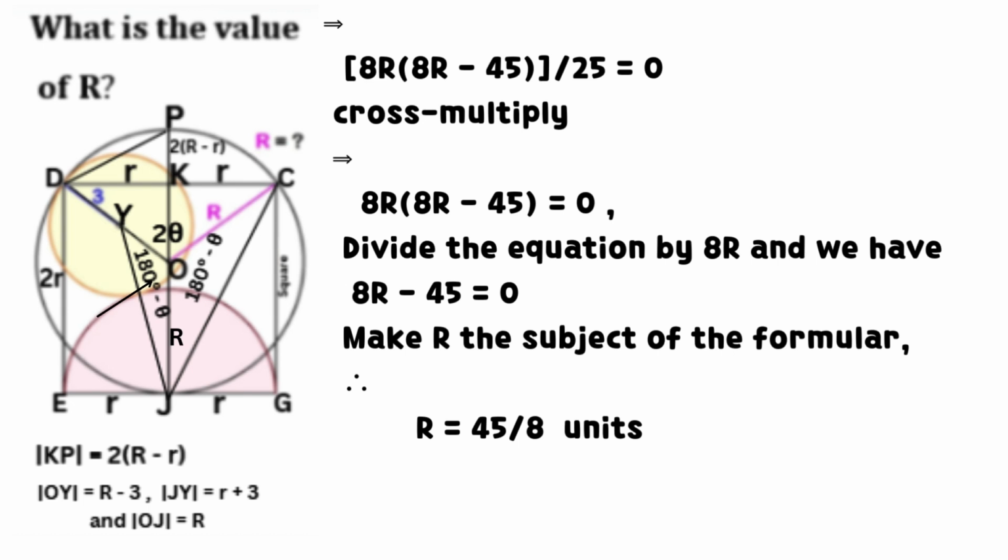Divide the equation by 8 times r and we have that 8 times r minus 45 equals 0. Make r the subject of the formula, that is, add 45 to both sides of the equation and divide the equation by 8. Therefore, r equals 45 divided by 8 in units.